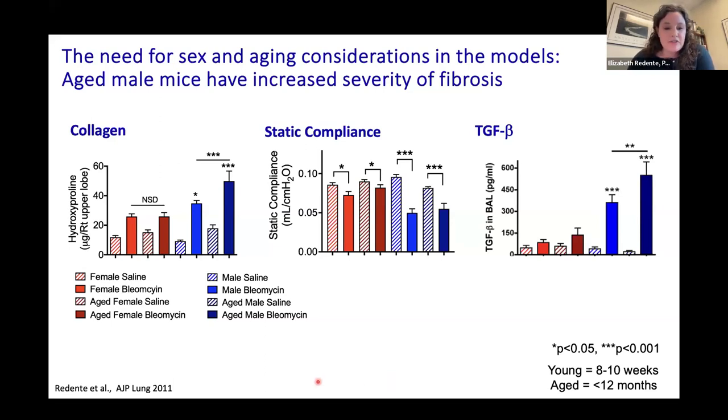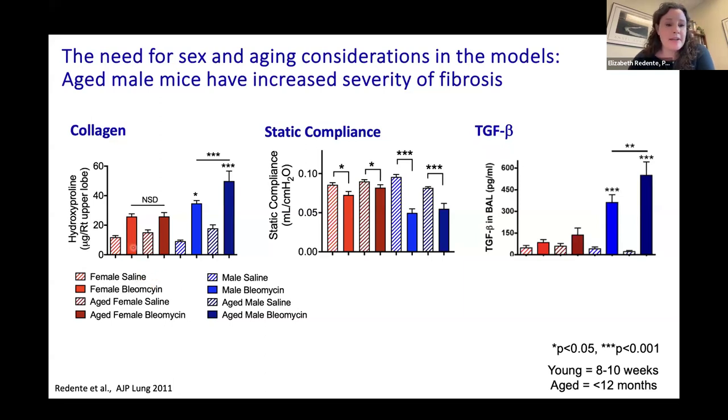So we published in 2011, we did some studies looking at both age and sex. So female mice and male mice at young, treated between 8 and 10 weeks of age, and then aged mice treated over a year old. And this is again with the single dose bleomycin model. The data showing here is looking at collagen content in the lung, lung physiology using the flexiVent, measuring static compliance, and then TGF-beta present in the BAL.